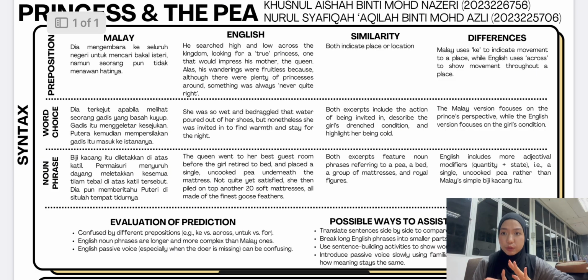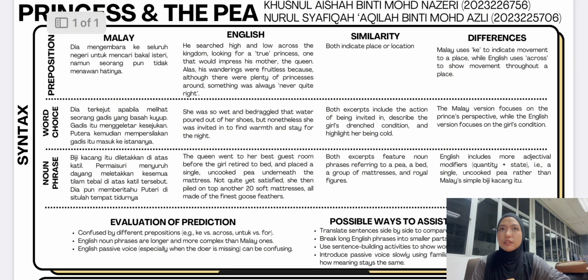So the similarities between these two excerpts are that both include the action of being invited in, describing the girl's strange condition and highlighting her being cold. But the difference is that the Malay version focuses on the prince's perspective, while the English version focuses on the girl's condition. And then on to the noun phrases.